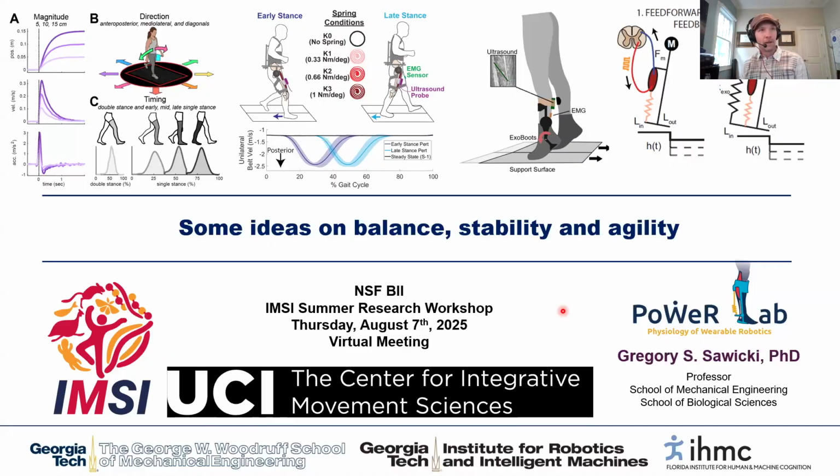I kind of want to just put out a more general framing for how we might think about stability and agility together. We'll try to derive some simple equations and think about limit cycles and whether we can use limit cycle and phase portrait kinds of thinking to define what we mean by stability and agility.